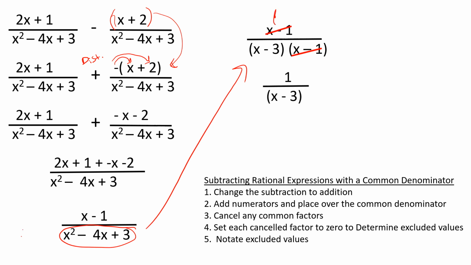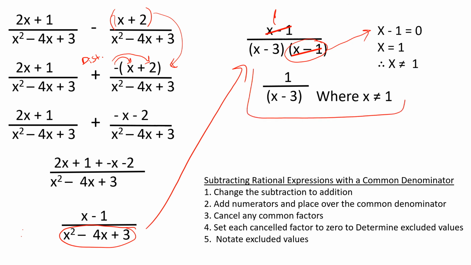And we've reduced that. Now we need to determine what values of x we need to exclude. So notice that I've taken this that we've canceled out here, set it equal to 0, and we find out that x cannot equal 1, and we need to notate that. And so again, here is our answer.